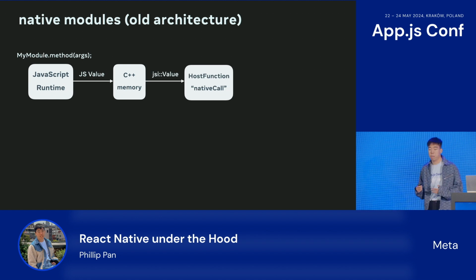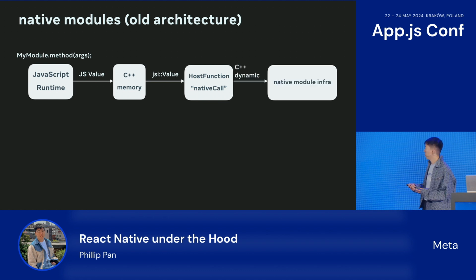This gets passed to our bound host function, so native call. Our host function would then convert the JSI value to a C++ dynamic. If you don't know what a C++ dynamic is, it's just a bag of values similar to JSI value, but it's not limited to representing JavaScript values. This standardized type would then get passed to the native module infra.